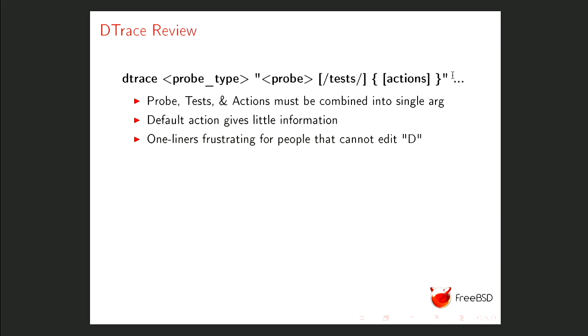So let's review. In dtrace, we have a probe type, most commonly dash n. Then in a single argv, probe, that's non-negotiable. Optionally tests and optionally actions. You do need the curlies, whether you have an action or not, if you're going to do anything more than just probe. So if you put a white space, it will balk at you.